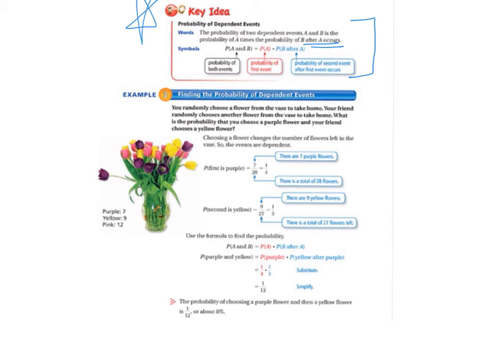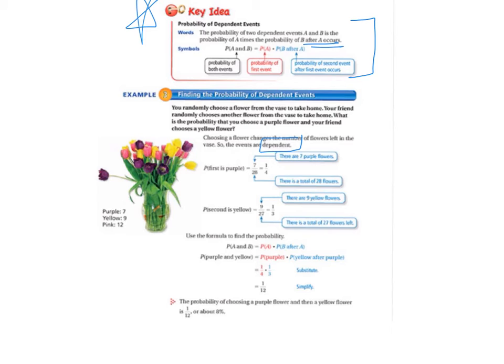Example 3. Finding the probability of dependent events. You randomly choose a flower from the vase to take home. Your friend randomly chooses another flower from the vase to take home. What is the probability that you choose a purple flower and your friend chooses a yellow flower? Choosing a flower changes the number of flowers left in the vase, so the events are dependent.